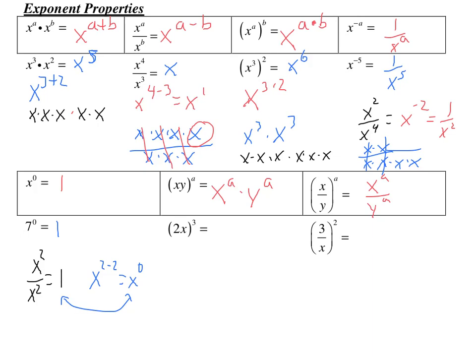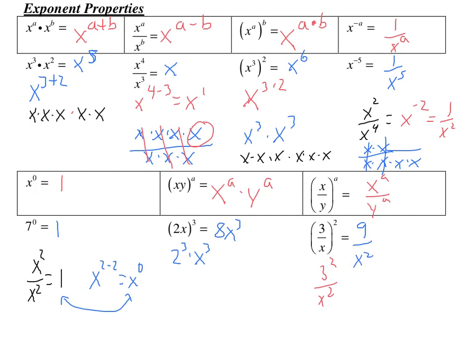So watch carefully though. This one, won't that be 2 cubed times x cubed? Because won't both pieces be cubed? And what's 2 cubed? Not 6, 8. x cubed. How about this one? Won't this be 3 squared over x squared? Don't you square both pieces? And 3 squared is not 6, it's 9.